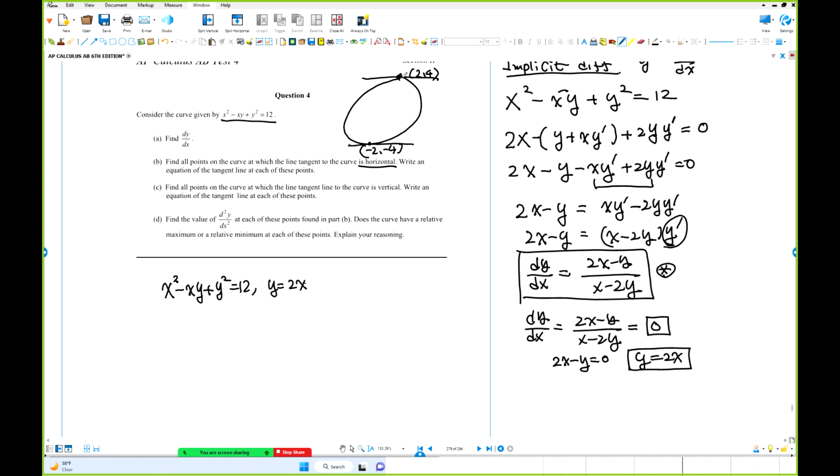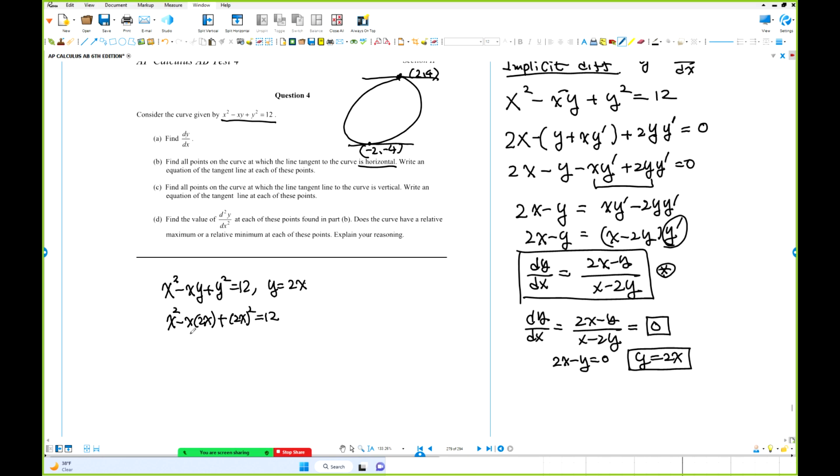Okay, y equals 2x there. So put this number, y is 2x, by substitution. x squared minus x times y, with y equal to 2x, and y squared is what? 2x squared. That is equal to 12. From here we can find the value of x.